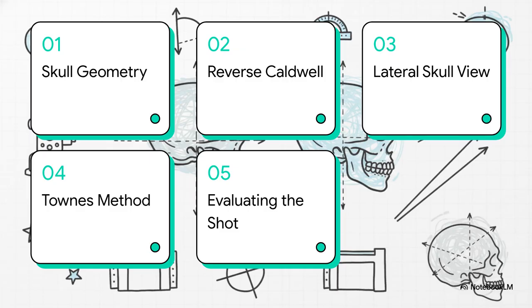Here is our playbook for today's explainer. We're going to cover 1. The geometry of the skull, 2. The reverse Caldwell view, 3. The lateral skull, 4. The Townes method, and 5. Evaluating the perfect shot. Let's get right into it.